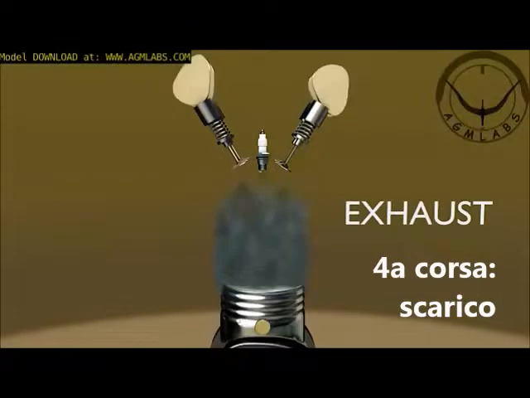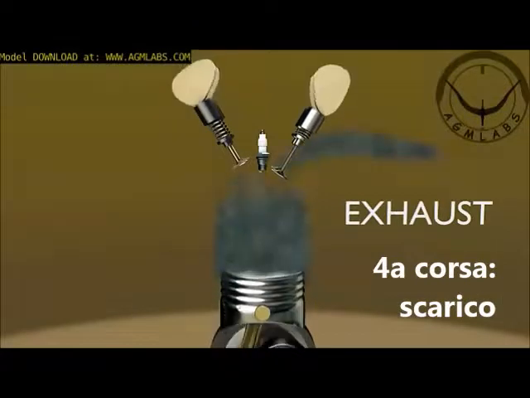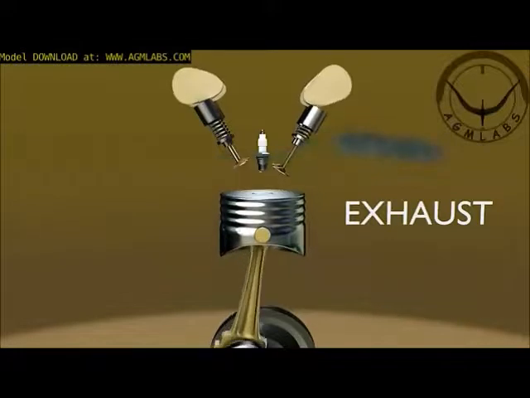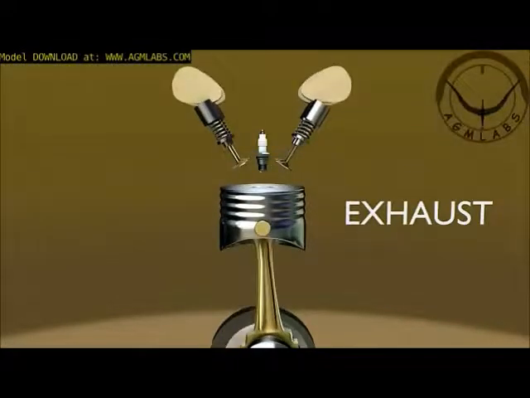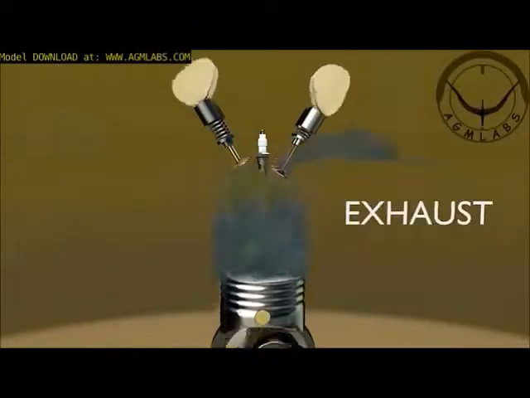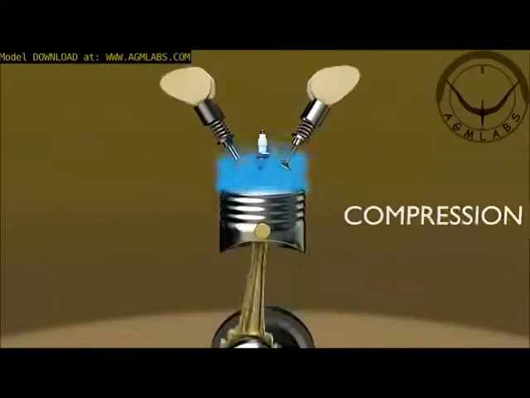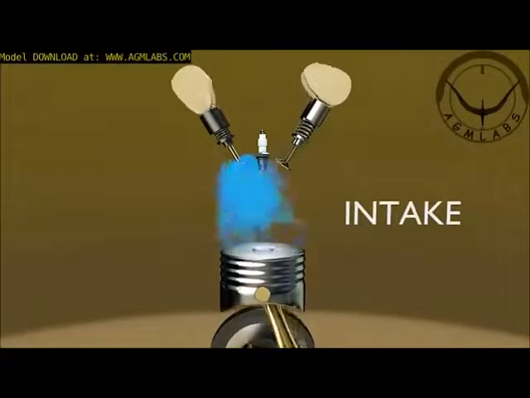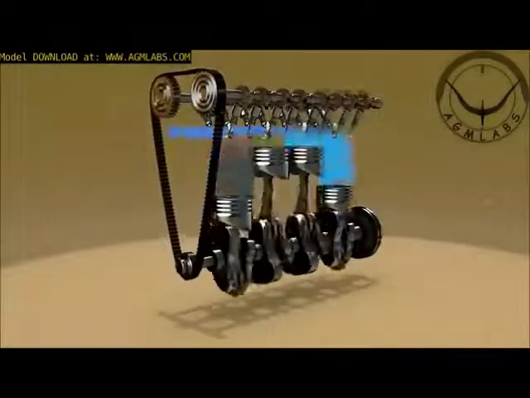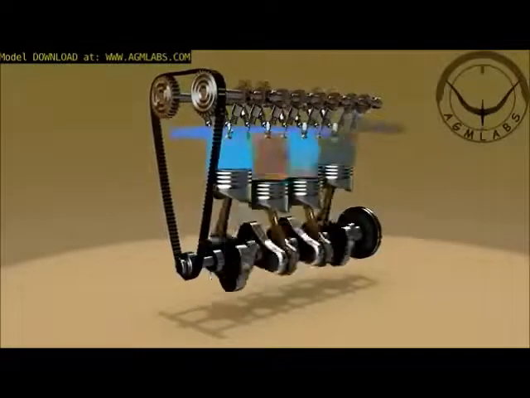Fourth, exhaust stroke. The exhaust valve is opened, and the piston travels back up, expelling the exhaust gases through the exhaust valve. At the top of the stroke the exhaust valve is closed. This process is repeated. What has been presented is the cycle of operation of one cylinder of a four-stroke engine. Generally engines have two or more cylinders acting in concert with each other to produce the engine power.